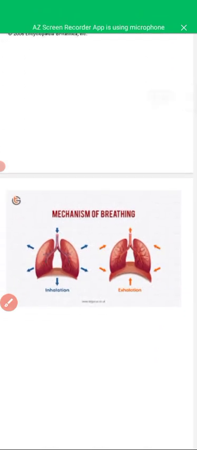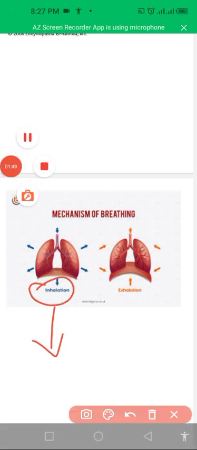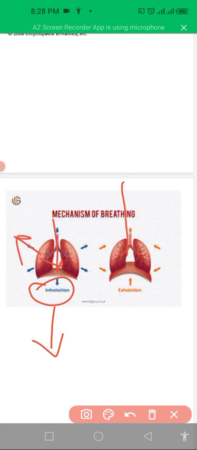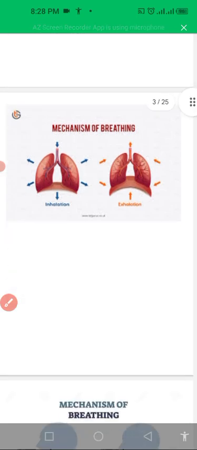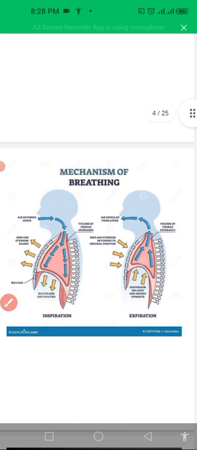This is the mechanism. The diaphragm has a downward movement during inspiration, and the chest cavity has an outward movement. While in expiration, the diaphragm moves upward and the chest cavity goes inward. It results in the movement of ribs and leads to a change in intrapleural and intrathoracic pressure.